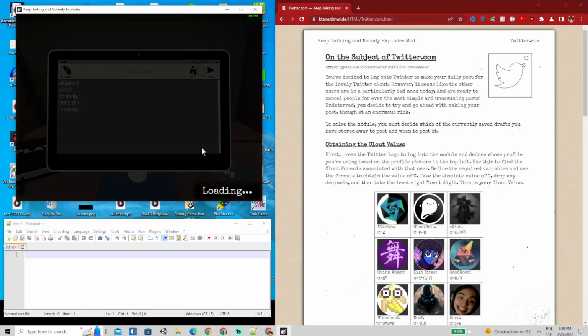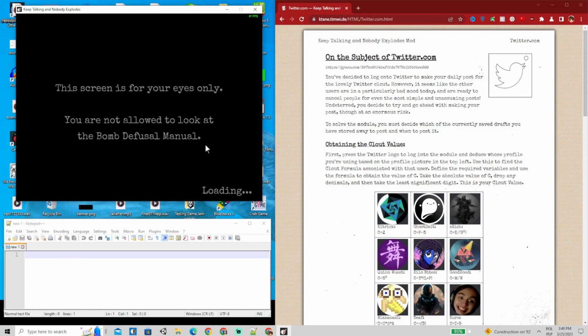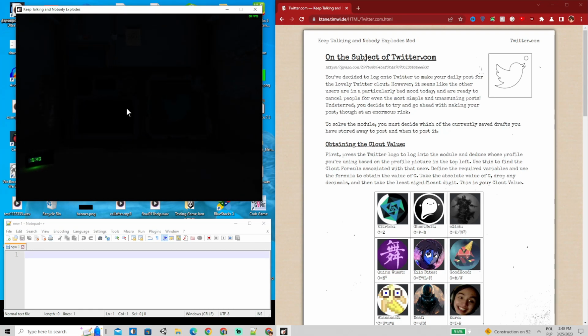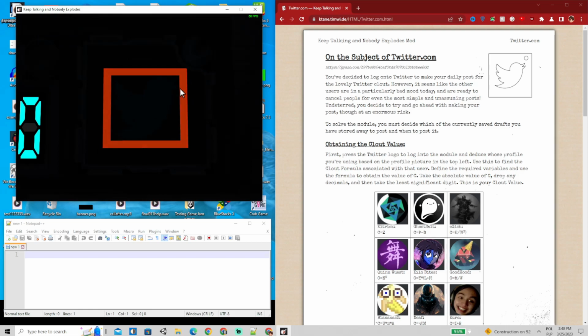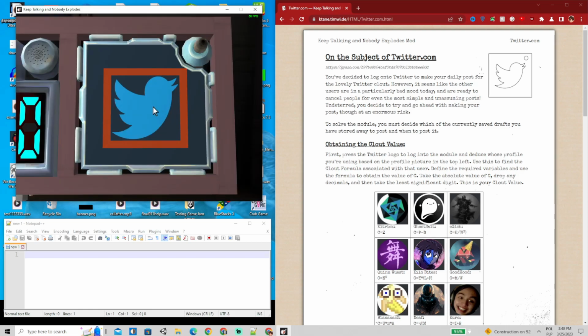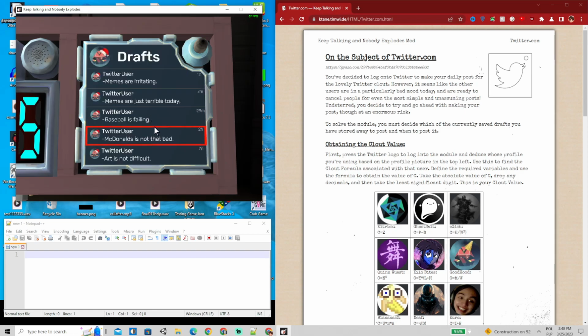Today I'll be covering the Twitter.com module. Now, if you take a look at the module itself, you'll see the Twitter icon first. If you press the Twitter icon, you'll log into someone's account. You'll see their drafts, their profile picture, but not their username.